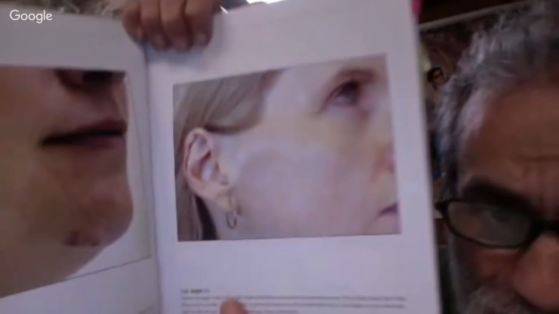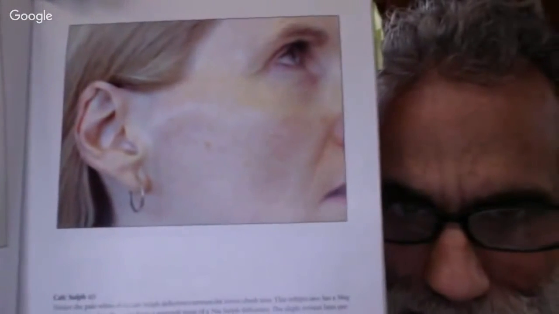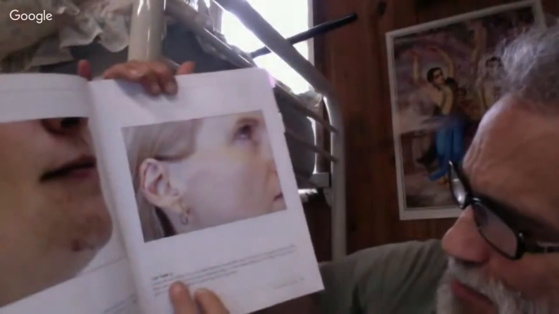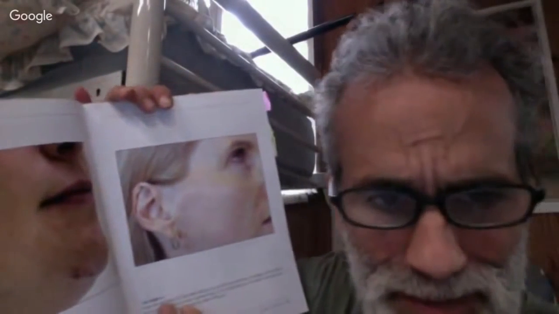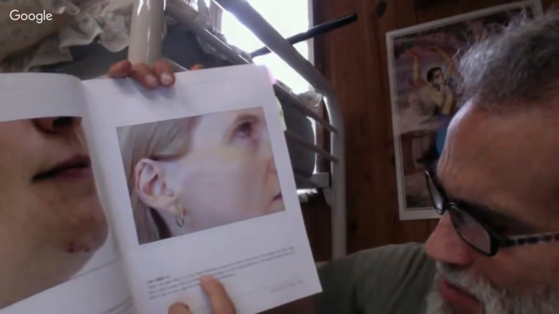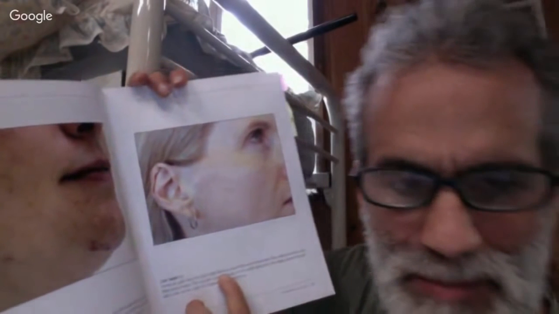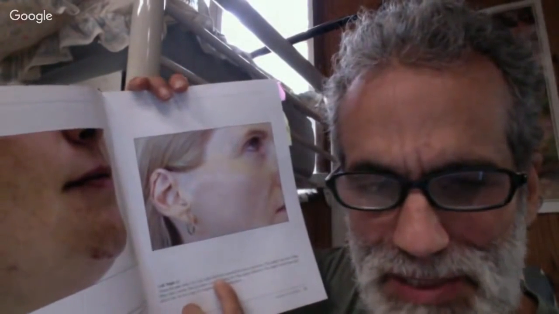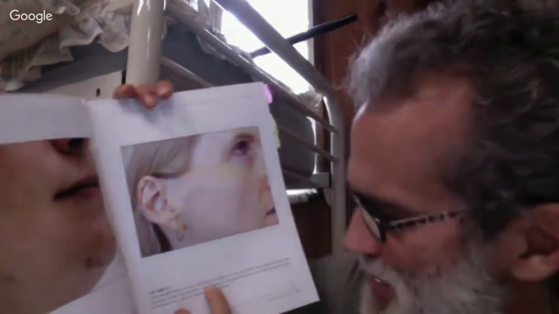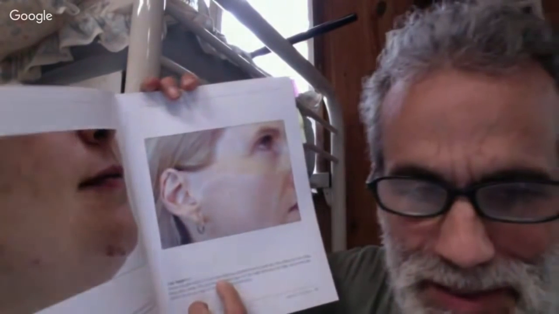Have a look at this picture. She looks yellowy, yeah, pale. Notice the pale white of calcium sulfate deficiency. Remember, calcium is pretty much white anyway. It's funny, isn't it? But calcium sulfate will stop the whiteness.